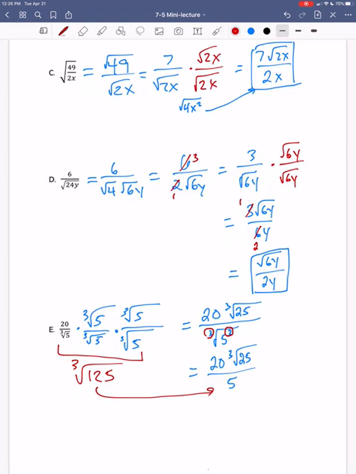What I do then, remember I can't cancel inside with outside, but I can cancel 2 things that are outside with each other. So I can say 5 goes into itself once, 5 goes into 20 4 times, and so my answer would be 4 times the cube root of 25 all over 1, or just 4 times the cube root of 25.